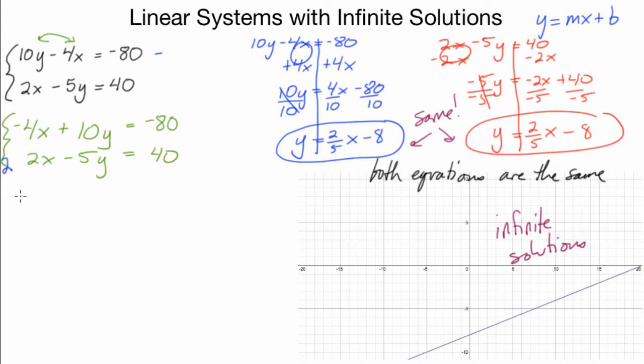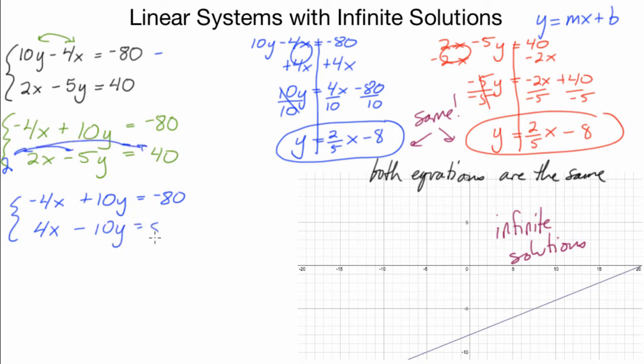So now let's see what we got here. So my linear system, the top equation stays the same. I'm going to multiply everything on the bottom by 2. So 2 times 2x is going to be 4x. 2 times negative 5 is going to be negative 10y. And 2 times the 40 is going to be 80. Now let's add these two equations together. I've got my opposites. Negative 4x plus 4x is going to give me 0. 10y plus negative 10y is going to give me 0. Uh-oh. Equals negative 80 plus 80 is going to give me 0.